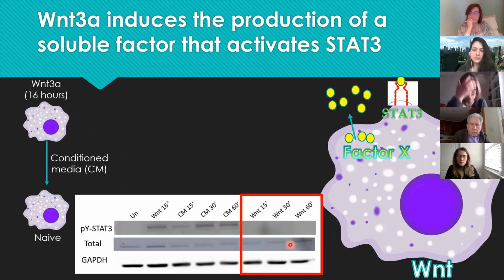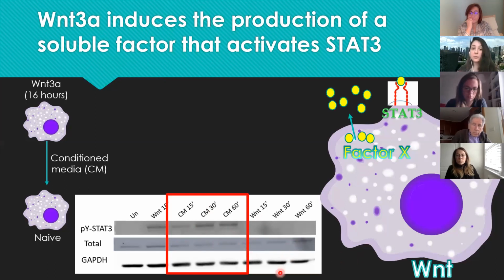However, if we expose the cells for the same amount of time to the Wnt conditioned media, now we see a rapid phosphorylation of STAT3. So it seems like this is actually happening, where Wnt promotes the production and secretion of some factor. So what is this factor?